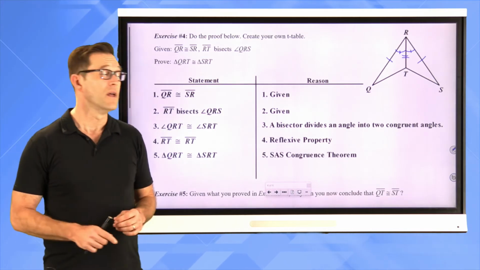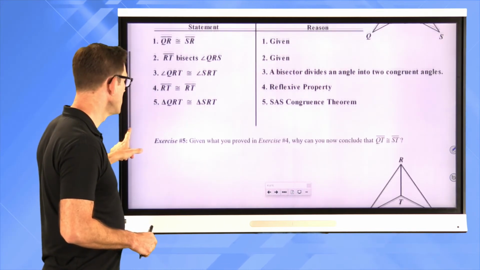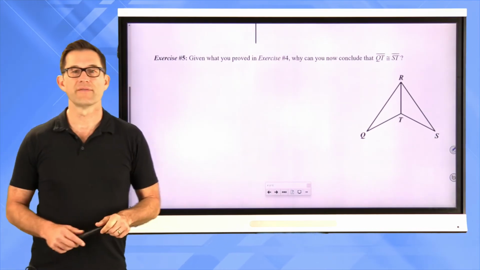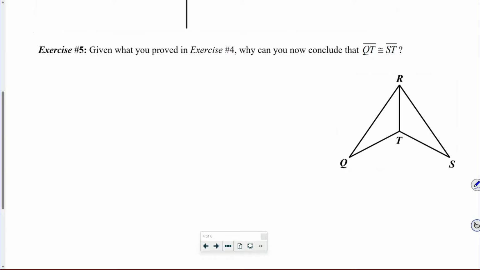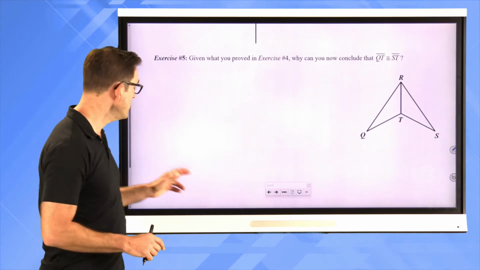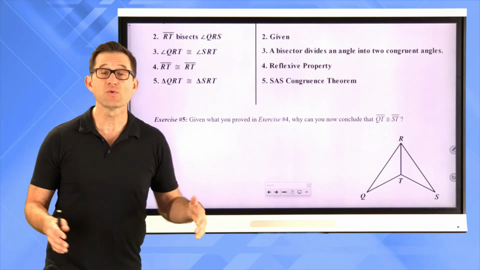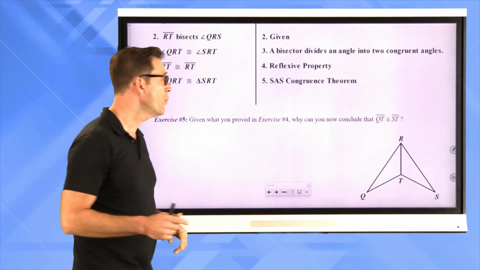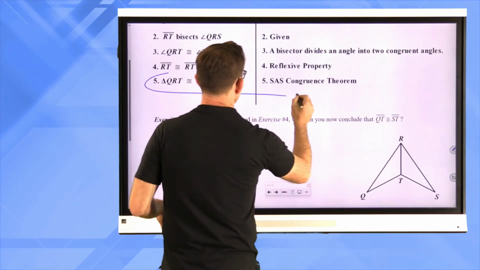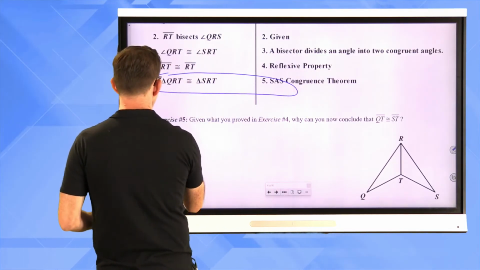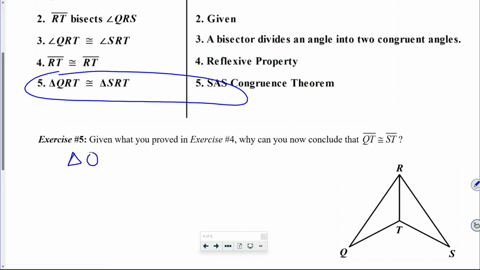All right, great. So let's now take a look at exercise number 5. Given what you proved in exercise number 4, why can you now conclude that QT is congruent to ST? All right, now keep in mind, once we've proved something, that means we know it's true. So what did we ultimately prove in this particular proof? Well, I don't need to circle the reason. We proved that triangle QRT is congruent to triangle SRT.